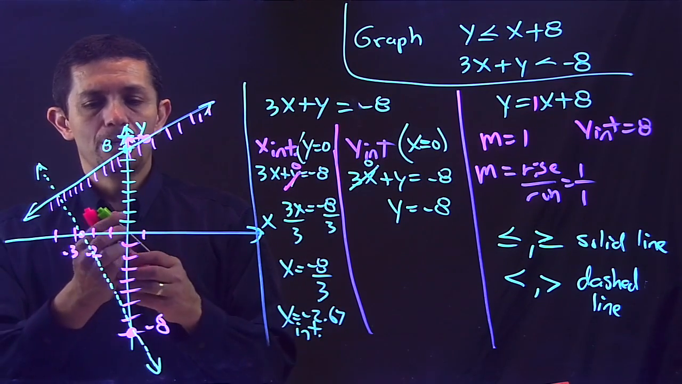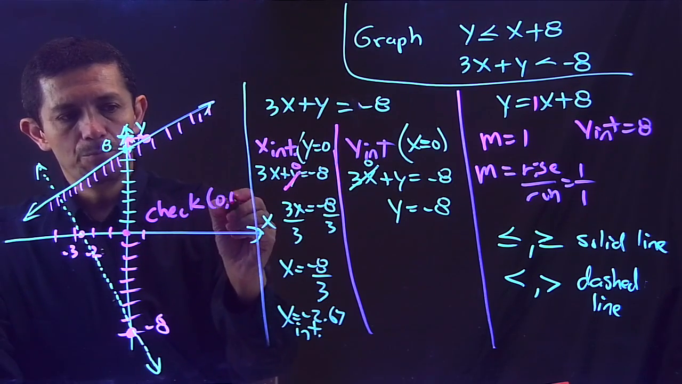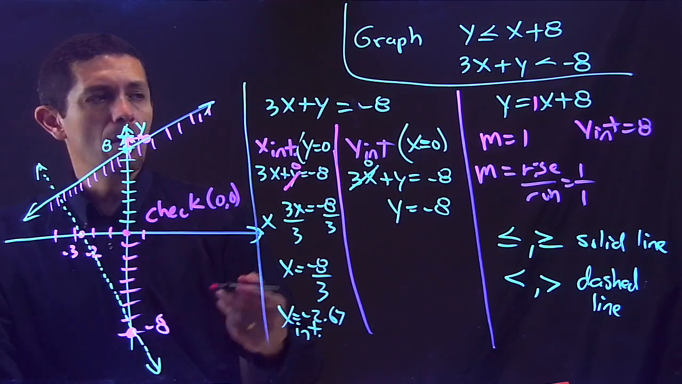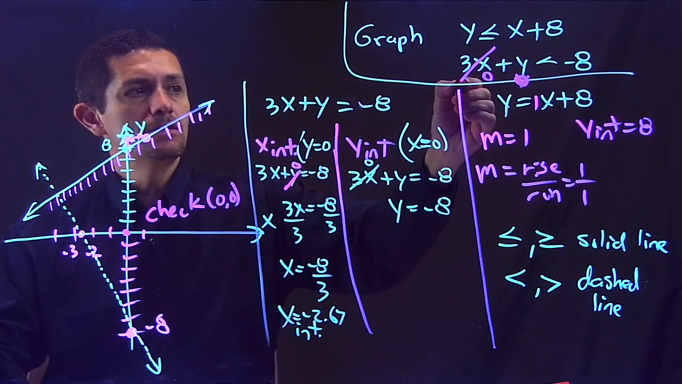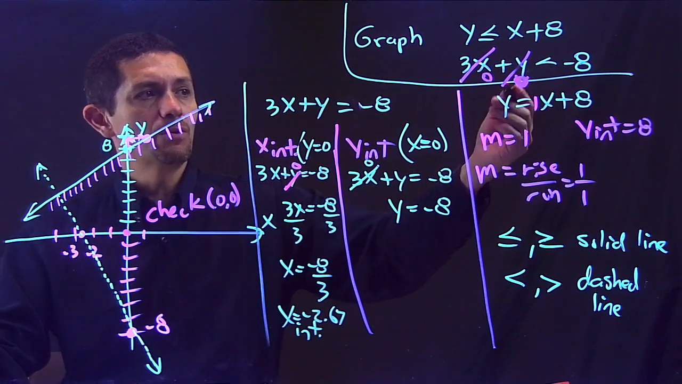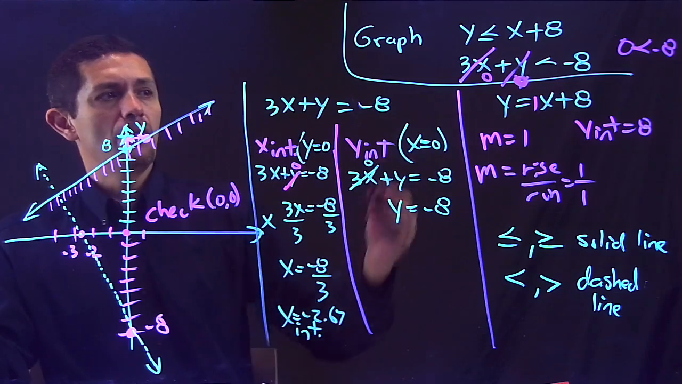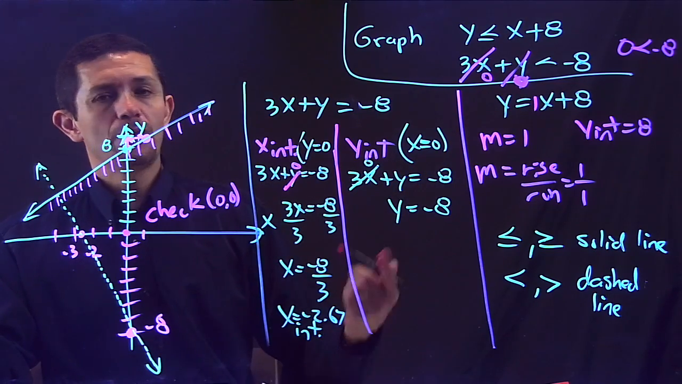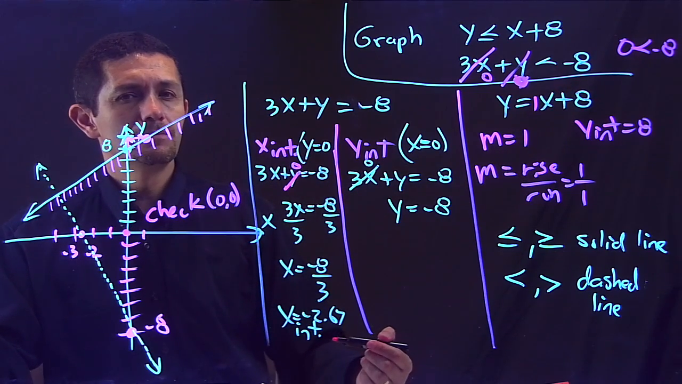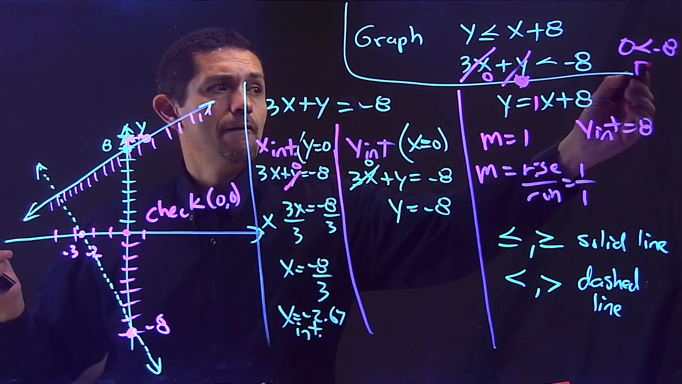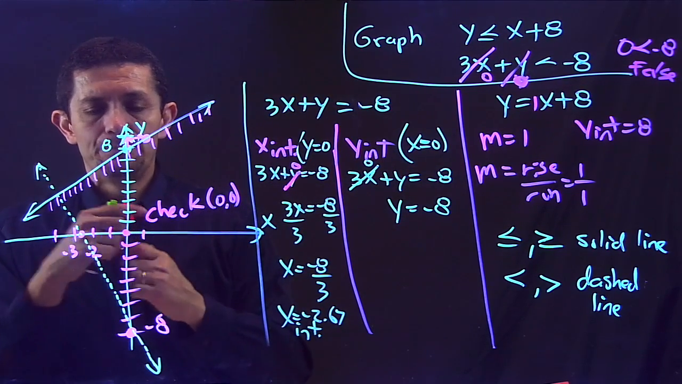I'm going to check 0, 0 because it's the easiest point to check. Why? If I check x as 0 and y as 0, this is going to cancel out and this is going to cancel out. So I'm going to have 0 is less than negative 8. You see how it cancels all the variables? Now I need to find out if that's true or false. Is 0 less than negative 8? No, it's false. That's a false statement.